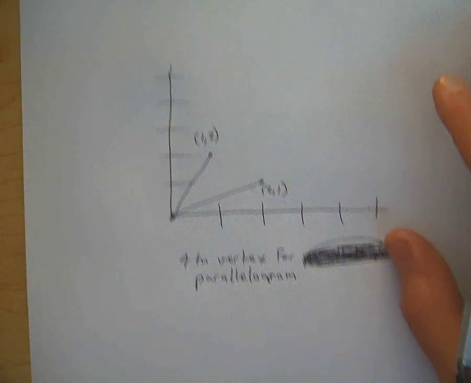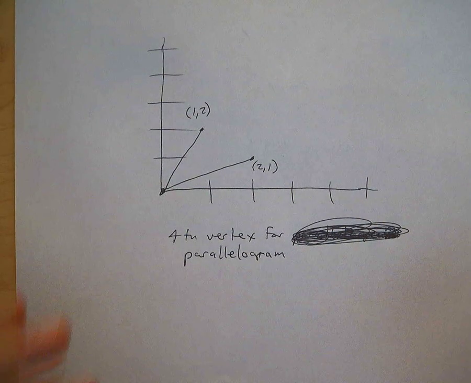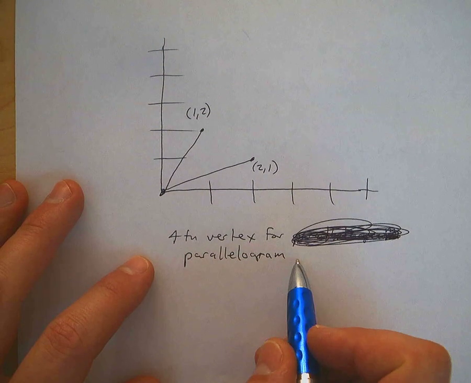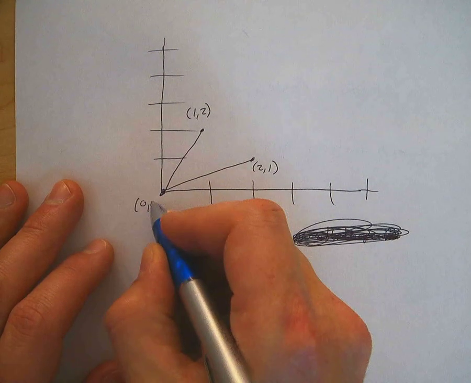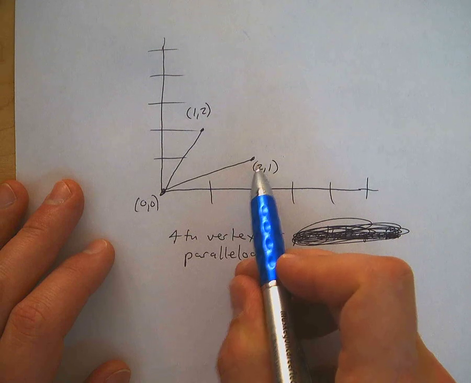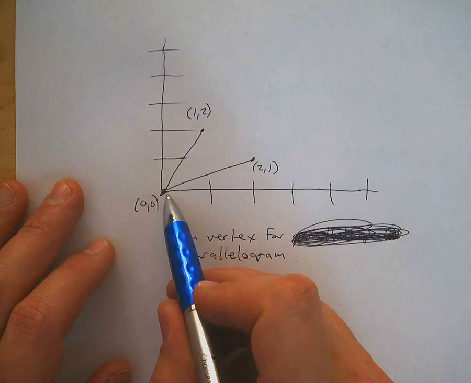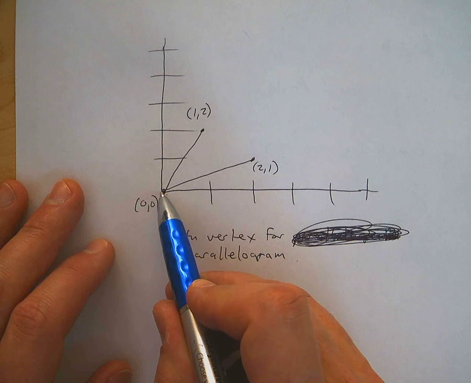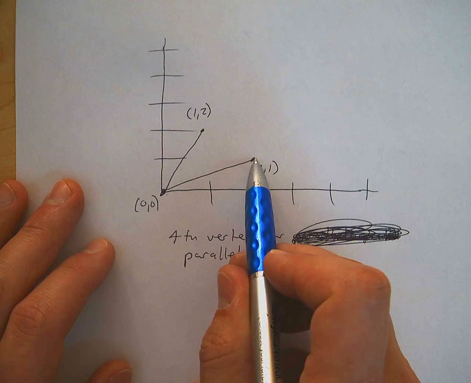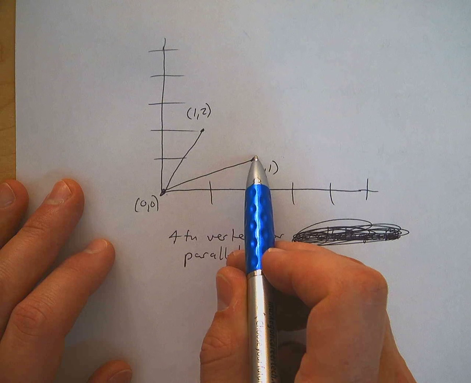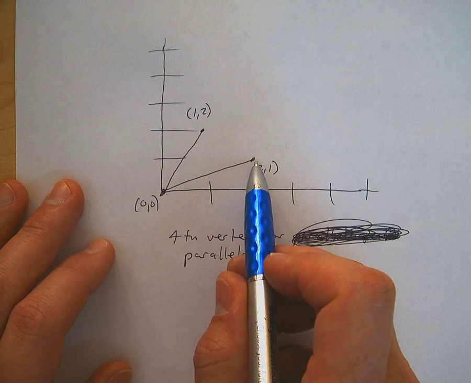All right, now again about parallelogram. We want to find the fourth vertex for the parallelogram. So you can see this is the point (0, 0). This is a point (2, 1). This is a point (1, 2), and you want to graph this. So if you look at my slope here, the slope is going up 1 over 2. That has a slope of 1/2. So the opposite side is also going to have a slope of up 1 over 2.